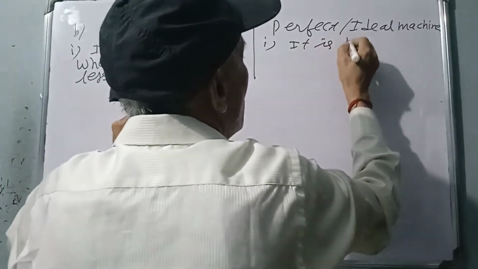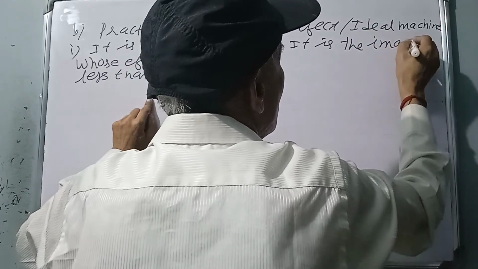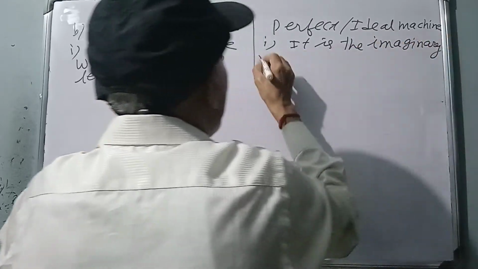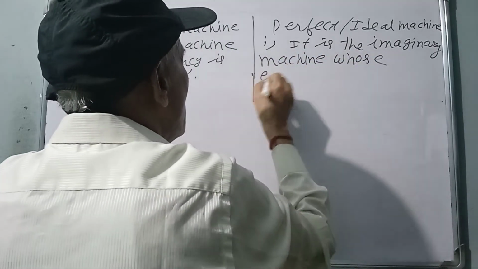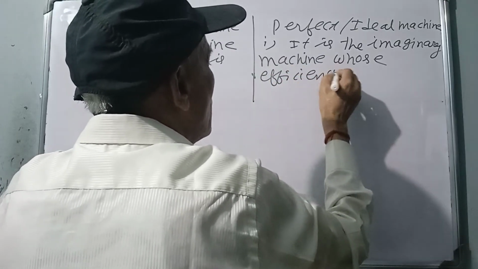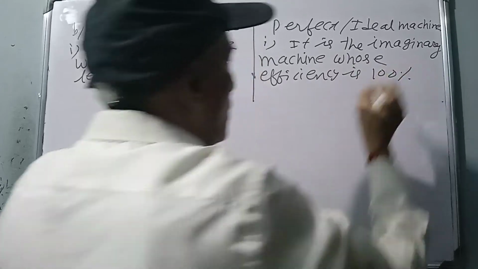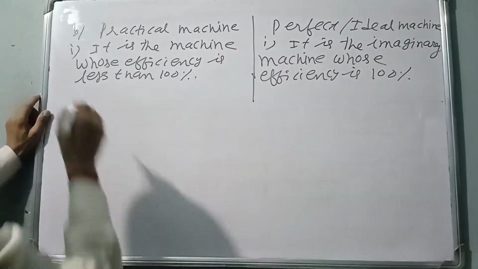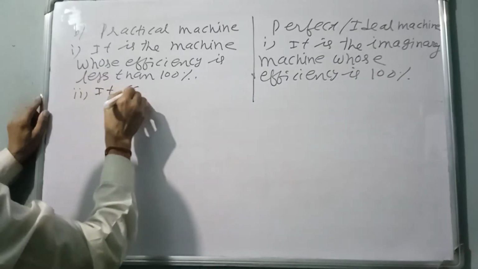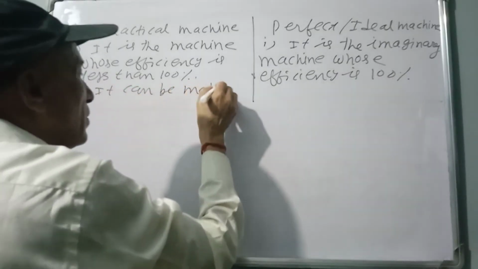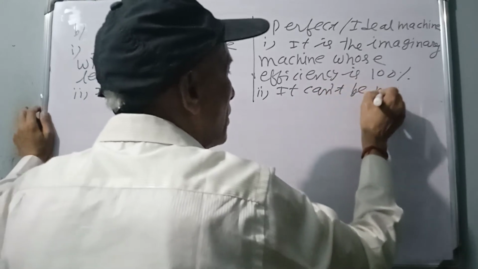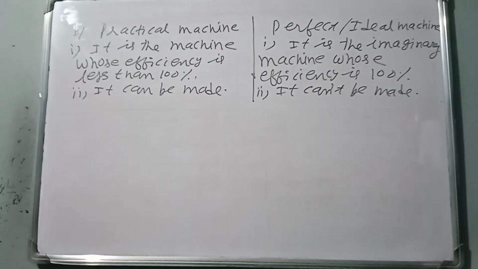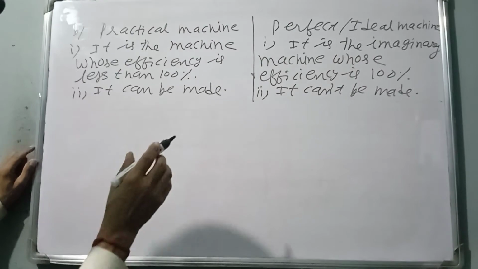A perfect or ideal machine is the imaginary machine whose efficiency is 100%. But it is not possible to make. It can't be made. Maybe in the future we can make a perfect machine or an ideal machine, but up to now we have not been able to make a perfect machine.